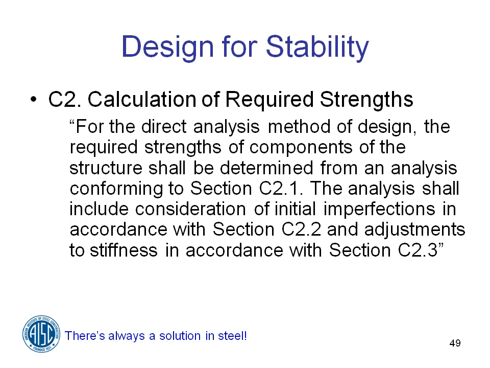C2 says, how do you calculate the required strength? For the direct analysis method of design, the required strengths of components of the structure shall be determined from an analysis conforming to section C2.1, which we'll talk about. The analysis shall include consideration of initial imperfections in accordance with section C2.2 and adjustments to stiffness in accordance with section C2.3.